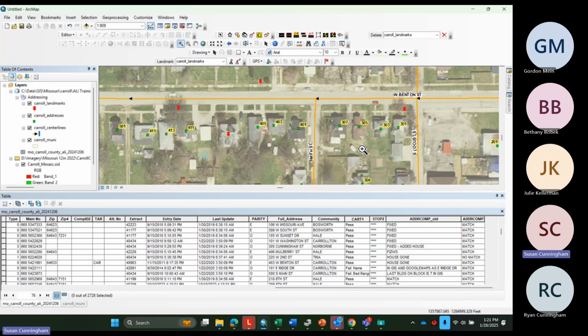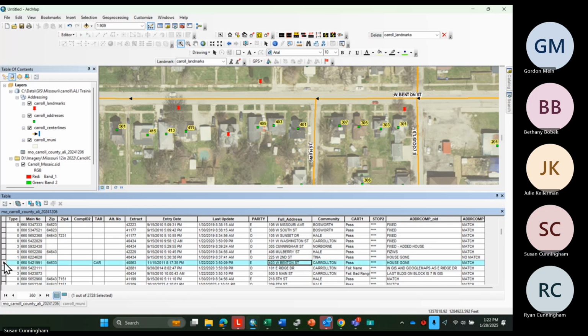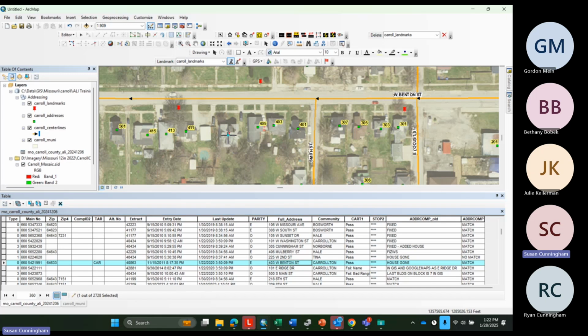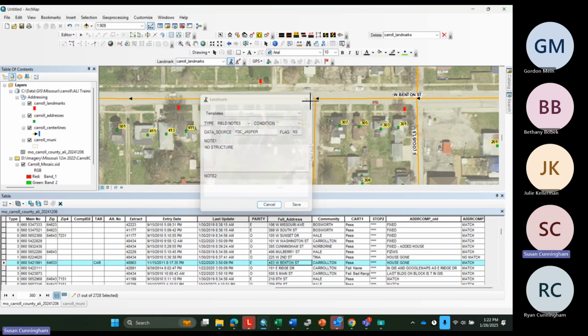That looks like West Benton. Well, that's not right. God, I really should just stop showing you guys stuff. Obviously, 403 West Benton is there. Hold on a second. I'm no expert, but that looks like it's there. It is there. Okay, here's the one that was gone.